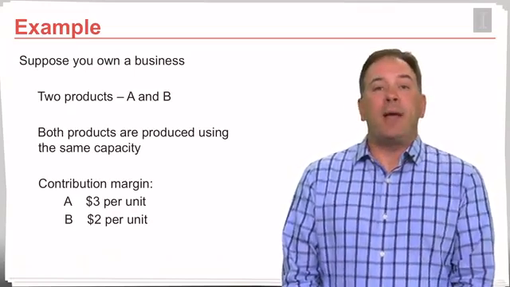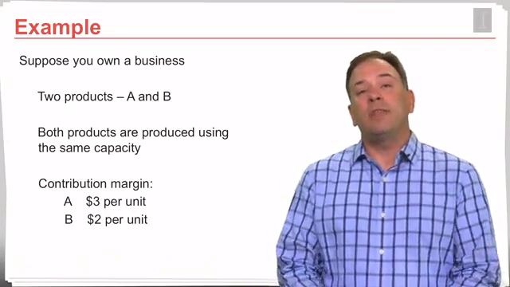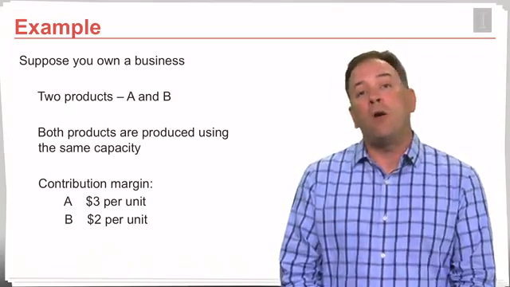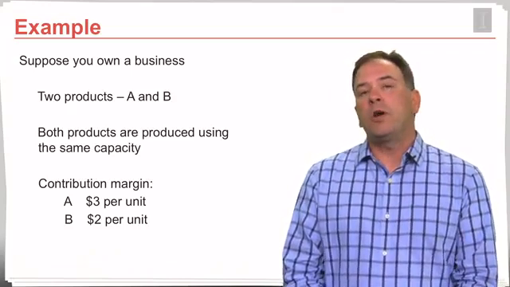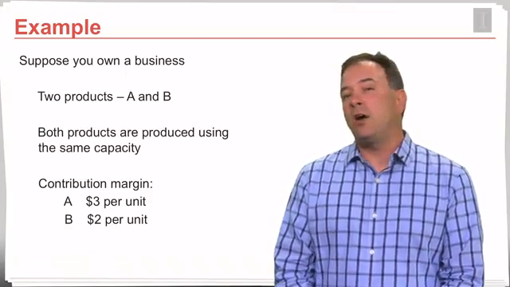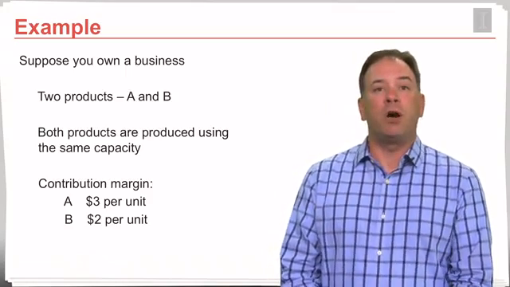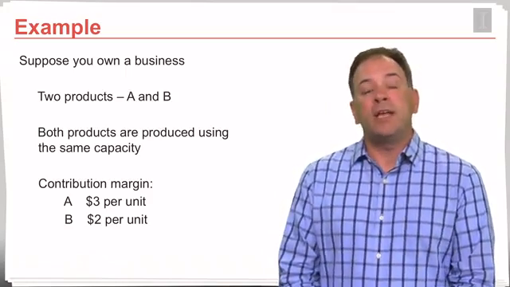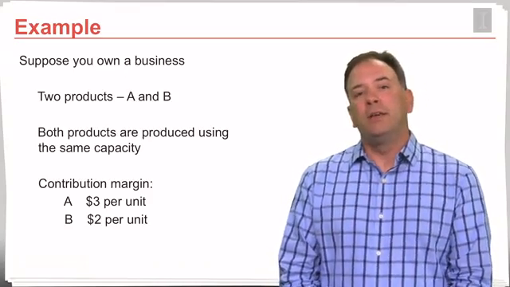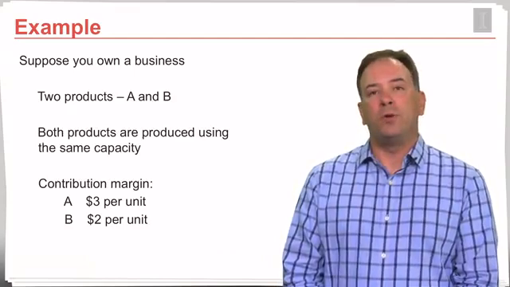Because we're using the same capacity, the costs associated with that capacity aren't fluctuating depending on which product we produce or how much of it we would produce. So contribution margin, which is the difference between revenues and the costs that do change, or variable costs, is represented for each product. Product A is $3 per unit, and product B is $2 per unit.